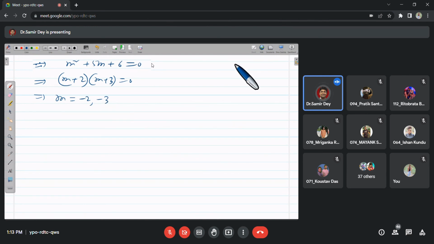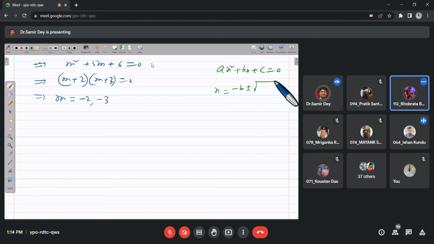So can anyone tell me the Sridharacharya formula? Anyone? Suppose you have the equation ax square plus bx plus c equals 0, then the Sridharacharya formula is x equals minus b plus or minus root under b square minus 4ac, divided by 2a. Okay, very good. So here it is very easy to use the middle term factor, but sometimes you are unable to use it. Then you have to use the Sridharacharya formula to find the value of m.